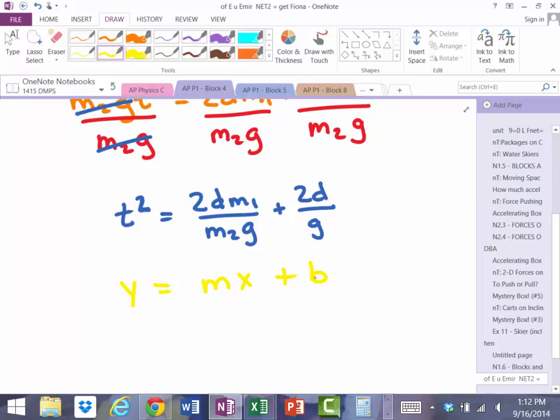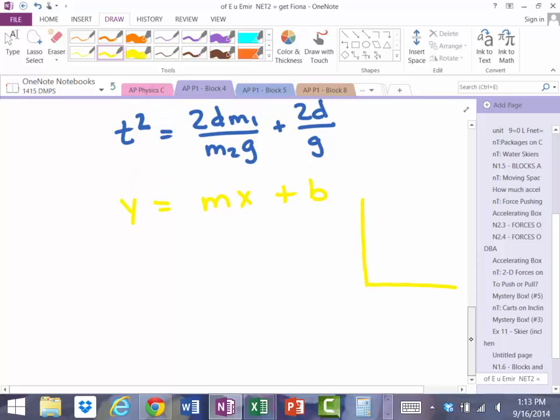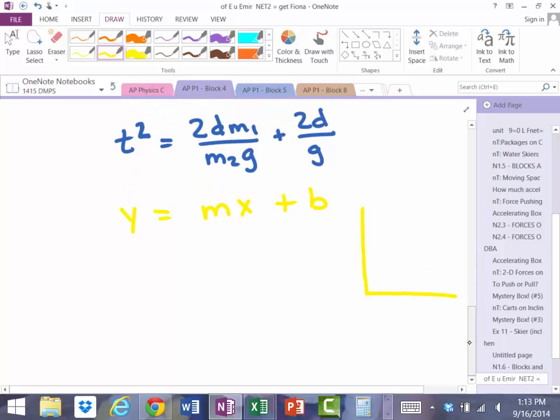There's a little analysis, but if we graph something clever, we can get a straight line. What are we going to put on the y-axis? Time squared. What are we going to put on the x-axis? Keeping it as simple as possible.